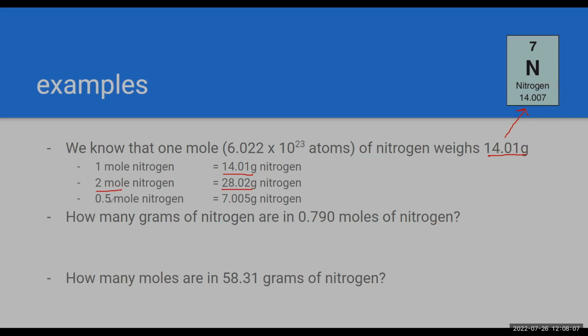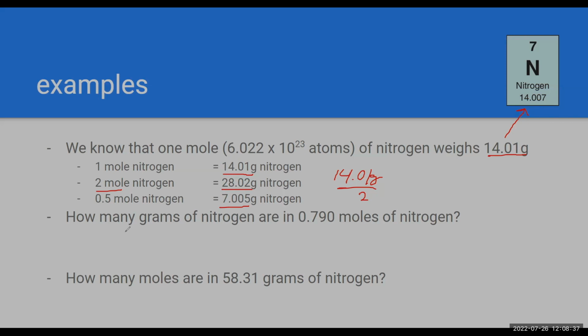Now, let's say I had 0.5 moles of nitrogen. That would weigh basically half the amount of 1 mole of nitrogen. So what I did in this one to get 7.005 is I basically just divided 14.01 grams by 2. And it makes sense because if you have 1 mole, it weighs equal to however that number is. But if you have half the amount of that mole, it should only weigh half.